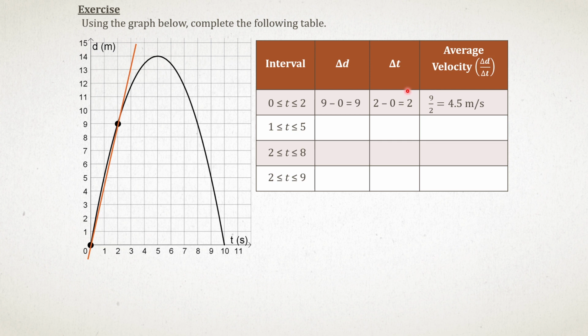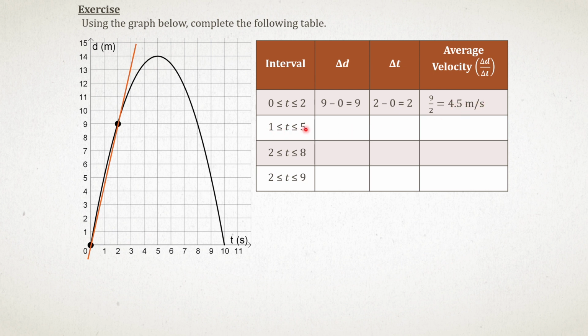And that is it. And remember, what that's saying is that if we were to make the journey from a displacement of 0 to a displacement of 9 meters, if we were to do that in 2 seconds at a constant rate of change, that rate would be 4.5 meters per second. The rest of them are very similar.